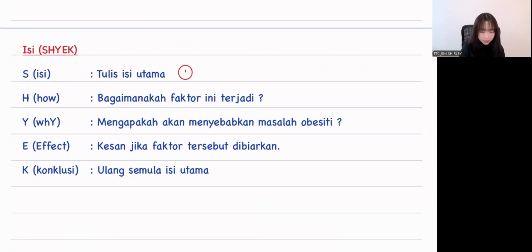Bagaimanakah faktor ini terjadi? Okay, how this happens and how we would say that there will be imbalanced diets because of what the kids right now love to eat. Okay, the kids right now they love to eat fast food, McDonald's, Kentucky Fried Chicken, pizza, exactly. So this will be the fast food. So fast food we call it makanan, makanan cepat, makanan pantas. It's makanan segera. Very good.